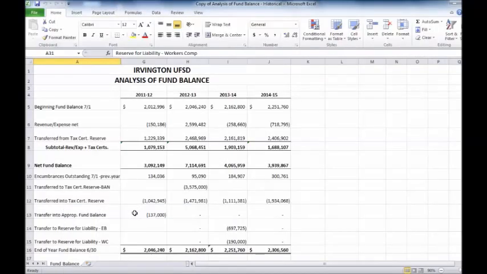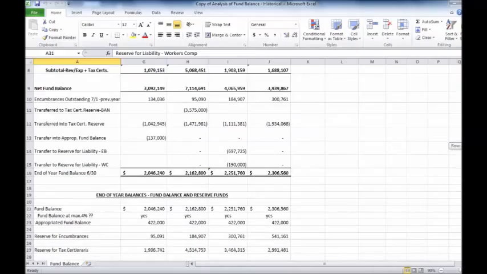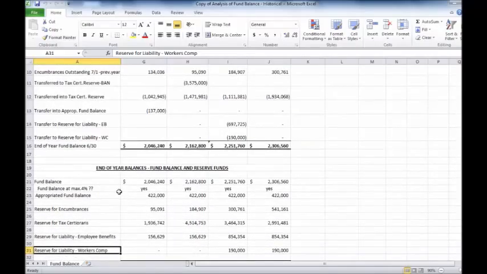Also in the 11-12 year, there was an additional $137,000 put into the appropriated fund balance for that year. If you look down below the end of the year balances, our fund balance was $2,046,240, which is the 4% max allowed by the state of New York. Appropriated fund balance was increased to $422,000, and that is the first line item for the next year's budget.